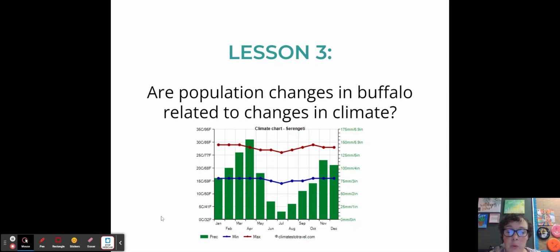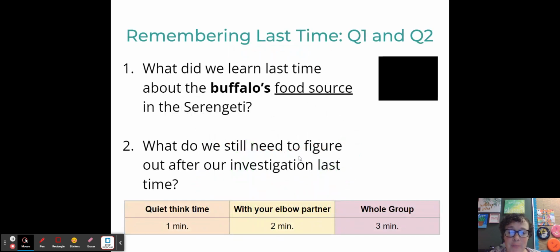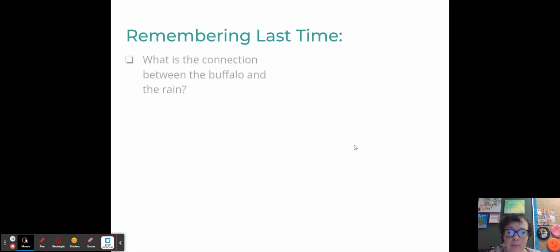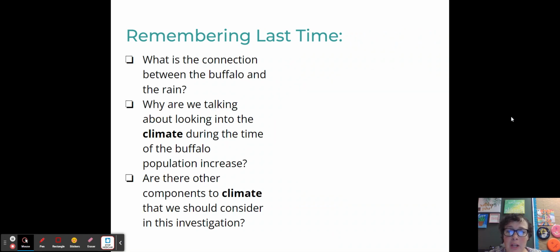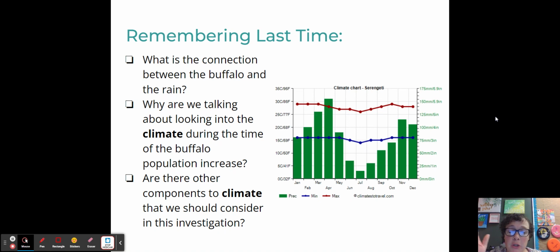Hello, students. Let's do a quick summary of lesson 3, making sure we understand and have all the important parts from this lesson. This lesson focused on whether or not factors of climate were related to the increase in the buffalo population between 1960 and 1975. So, again, let's talk about what climate is. Climate is determined by two factors.